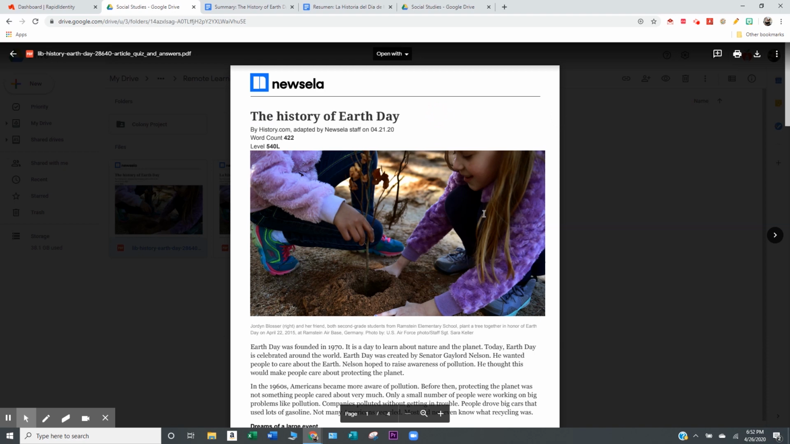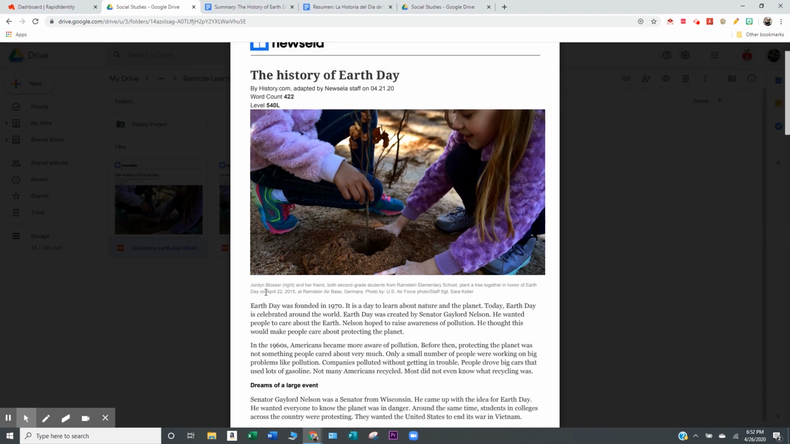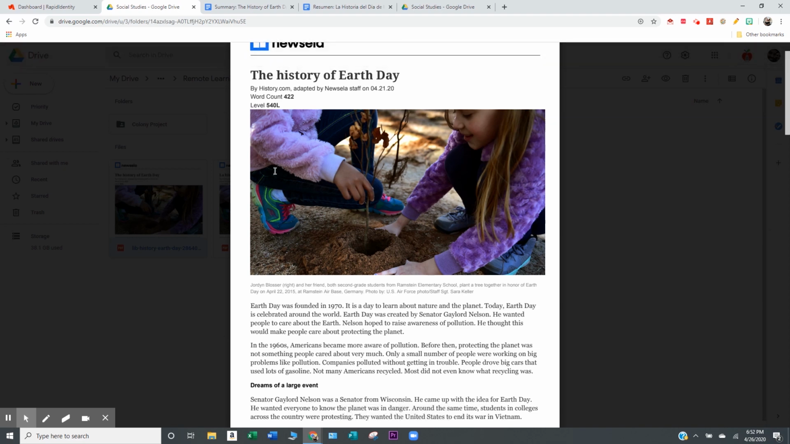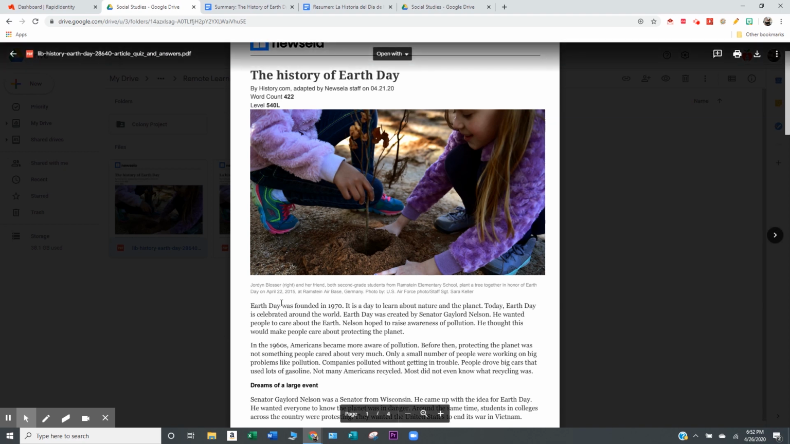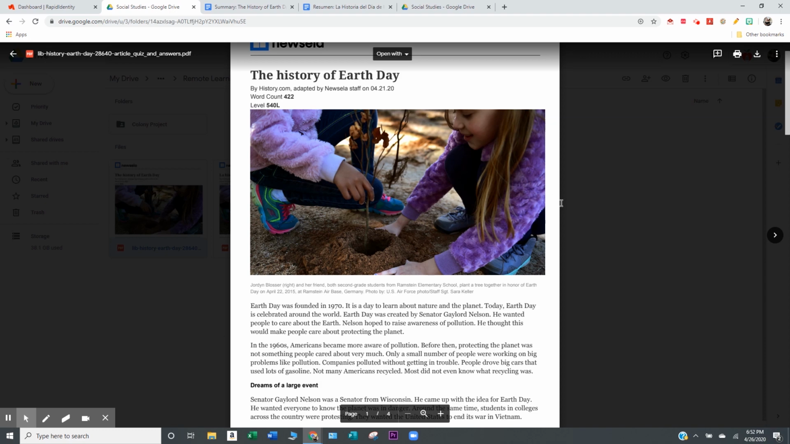And then I see these 2 girls. It looks like they're planting a tree, right? And then I can read the caption. Jordan Blosser on the right and her friend, both second grade students from Ramstein Elementary School, plant a tree together in honor of Earth Day on April 22nd, 2015 at Ramstein Air Force Base in Germany. So this is happening in Germany.